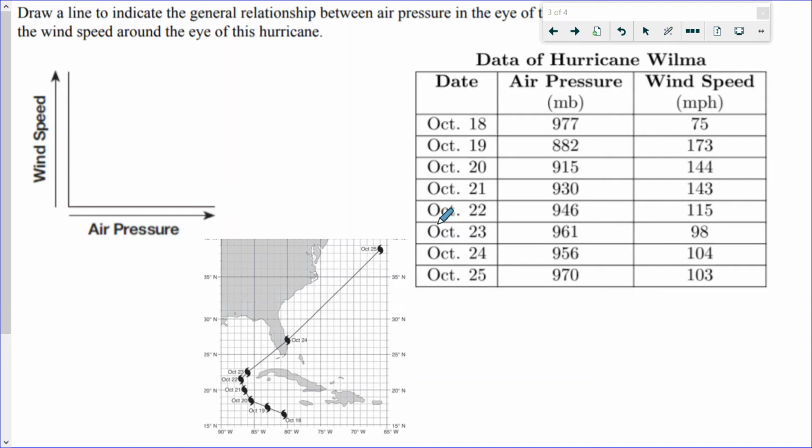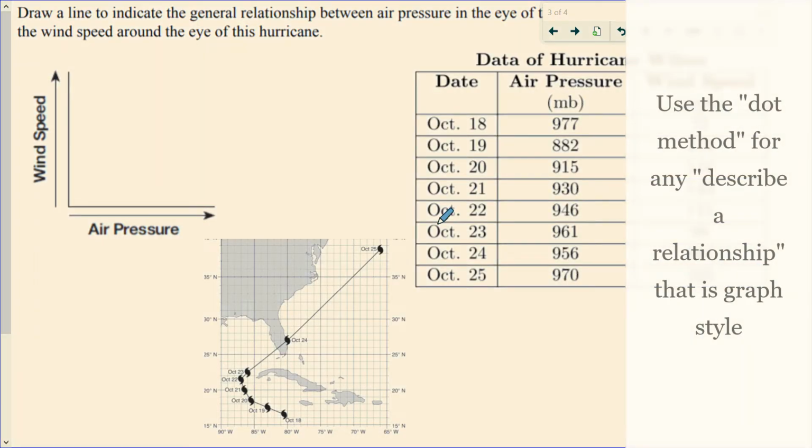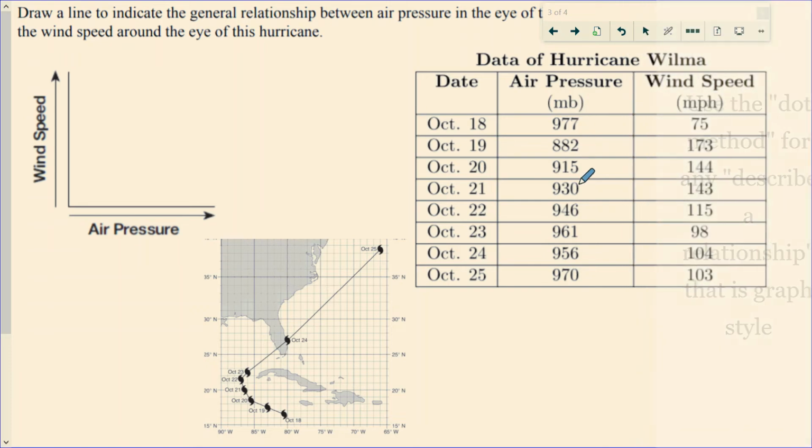Draw a line to indicate a relationship. This is where I use the dot method. And for this one, they're giving you the data. You just have to be able to turn it into a visualization. So when the air pressure is low, so down here, are we going to get high speeds or low speeds? So I'm going to pick out some low. These two are low air pressures. The wind speed, 173, looks like the highest. So these look like the biggest. So when the air pressure is lower, my wind speed is higher, so I make a dot.